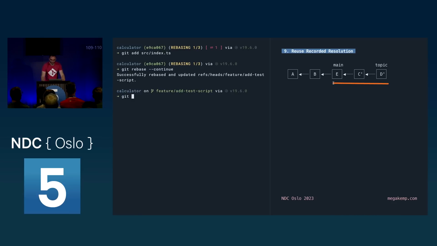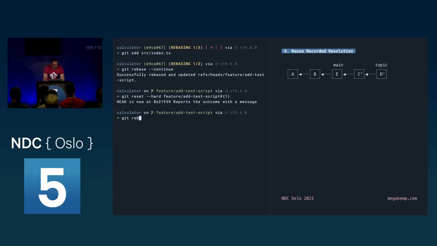Now we have rebased. How do we get back to before the rebase? What do we use? The reflog, right? So we can just reset hard feature at 1, because this is the last thing we just did. And now we're back to before the rebase.